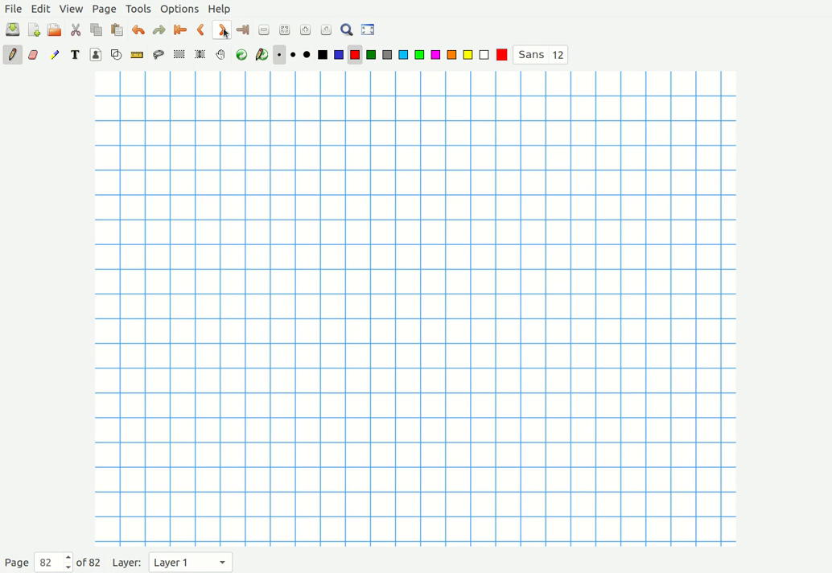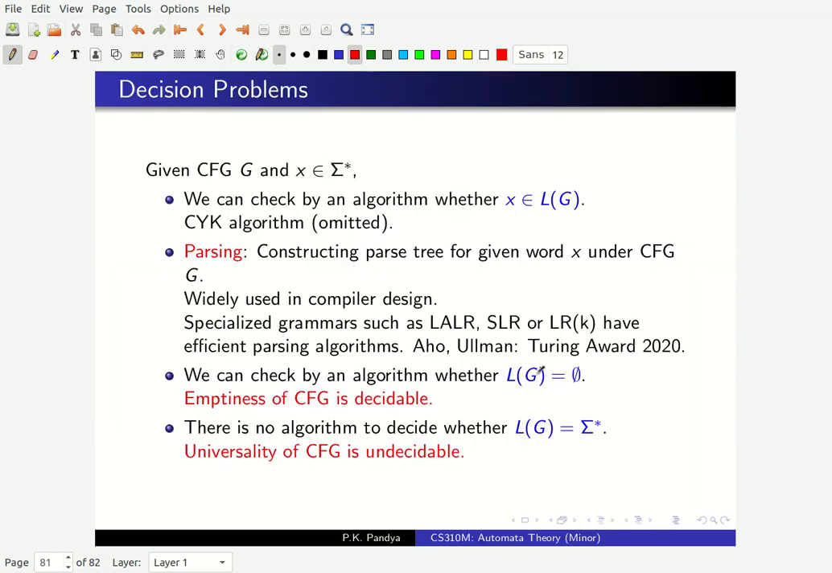So we have considered some of these problems. What we have done today is some of the closure properties of context-free languages. We have seen some non-closure properties, and we have looked at some decision problems for context-free grammars. That is all I wanted to say, and I hope you will study this material so that you understand context-free languages thoroughly. Thank you.